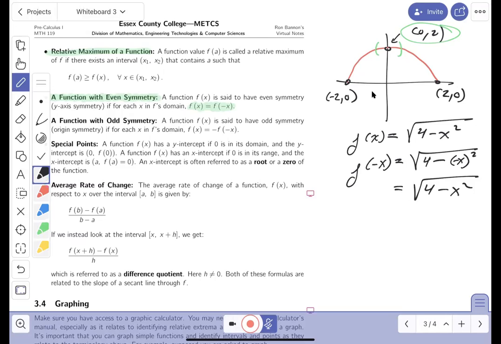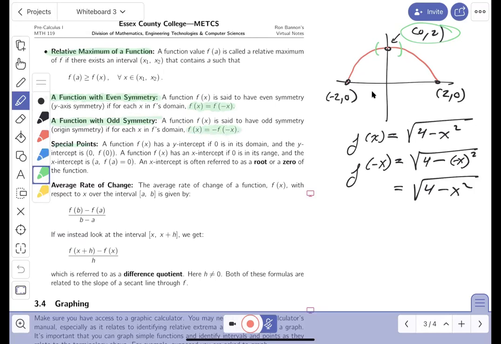Let's talk about odd symmetry. Odd symmetry, okay? A function f of x is said to have, and we've talked about this in the last section, odd symmetry or origin symmetry if for each x in f's domain, f of x equals minus f of minus x. That's an important fact, by the way, and that's a test we used last time. I'm hoping you remember that.